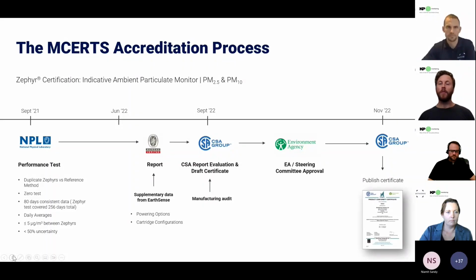The reason we ended up doing such a long test phase is because in the background, we were looking to supply supplementary data. The Zephyr comes in several cartridge configurations, with several particulate configurations which can be chosen along with different gas measurements. And there are also power and flexibility options. So we were working in the background to ensure that we were reporting and covering all of those within our certification.